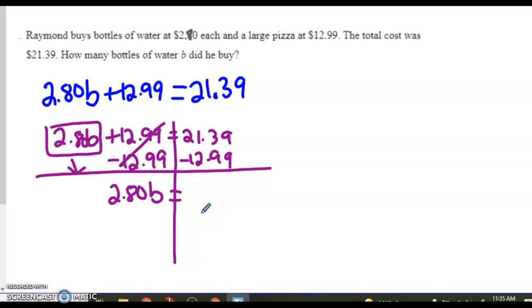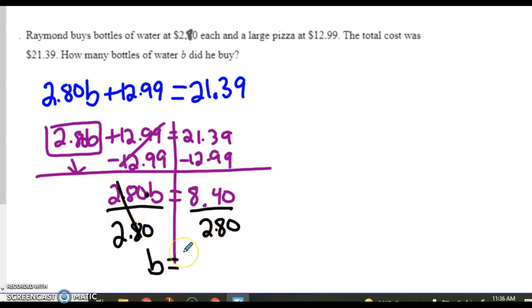let's see, 21.39, I'm typing it in my calculator, minus 12.99. I get $8.40. Sorry, I don't know what that little dash was. Let's get rid of that. Okay. And now I'm still trying to get the letter by itself, so I need to get rid of this $2.80. Right now it's $2.80 times B. Why did that not change colors? There we go. The opposite of multiplying is to divide, so I'm going to divide each side by $2.80.